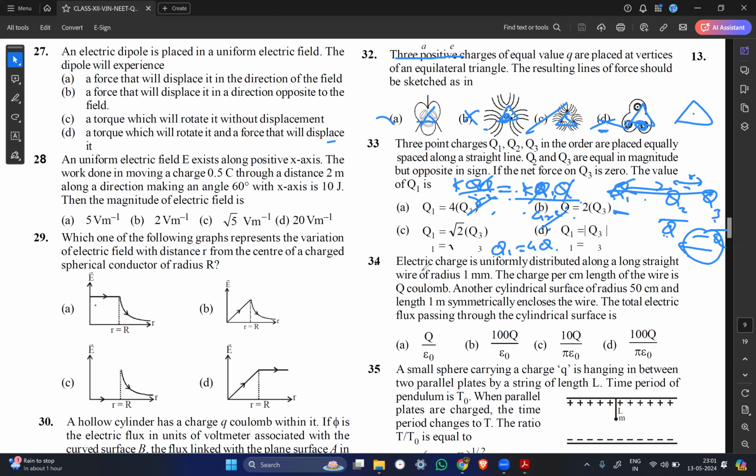34th. Electric charge is uniformly distributed along a straight line wire of radius 1 mm. Charge per centimeter length of the wire is Q coulomb. Another cylinder of radius 50 centimeter and length 1 meter symmetrically encloses the wire. So there is some cylinder, inside that the wire is there, uniformly distributed. The total electric flux passing through the cylindrical surface is?